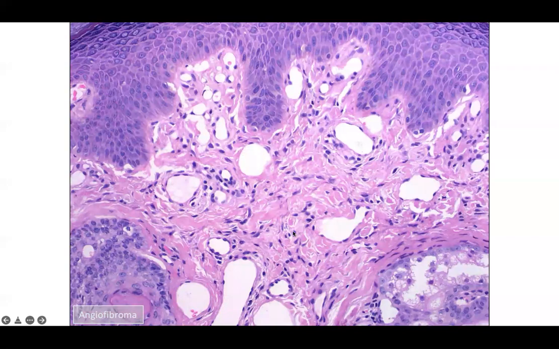More examples. Again, if you got the task to rule out a BCC and you just saw this, even on deepers, you're pretty confident that you're dealing with just a fibrous papule or an angiofibroma. Again, I think angiofibroma is a very helpful term because it reminds you that you're going to have dilated vessels and you're going to have a fibrous stroma background.